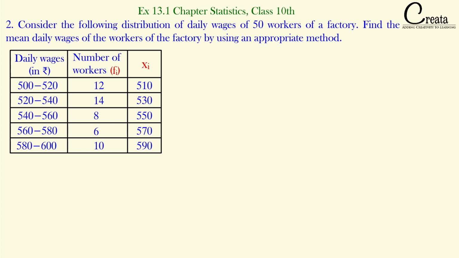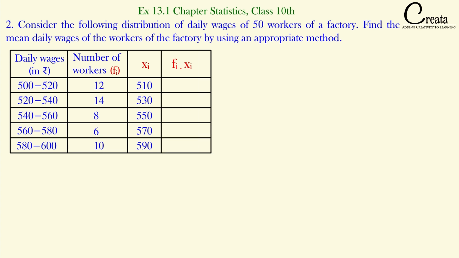Next step, either we can calculate Fi into Xi, then add all the Fi into Xi and apply the first method, that is the direct method, or we can go to the next method. Here the observations, that is 510, 530, 550, are large numbers. You have to multiply Fi into Xi, that is 12 into 510, which again gives us a large number. Adding all those numbers will be slightly difficult. So we will not use the direct method. We will jump to the second method, that is the assumed mean method. Why are we doing this? To avoid the large calculation. Okay, let's see. In the end, you will understand more why we have used that.